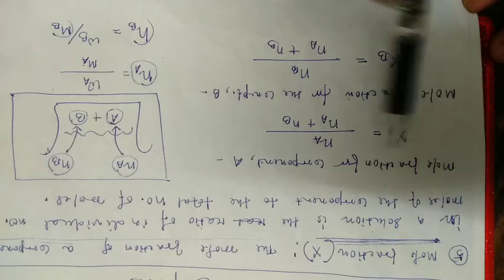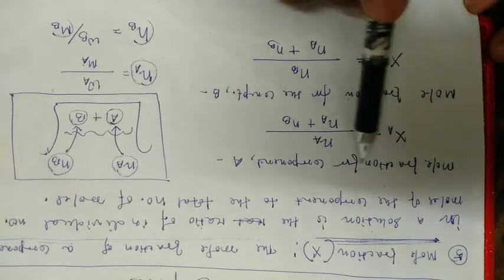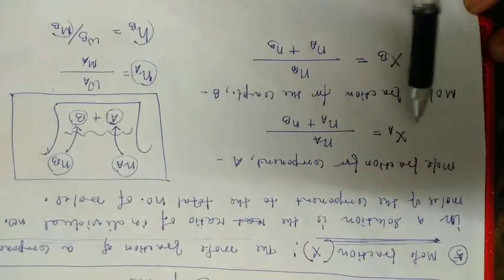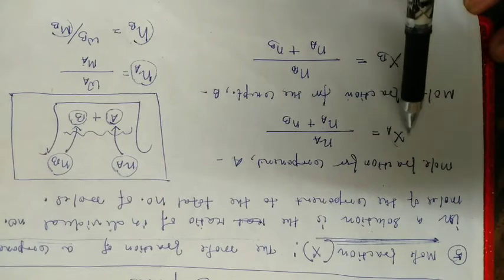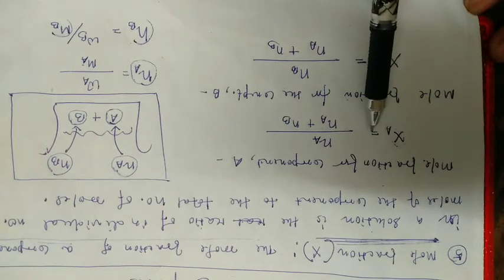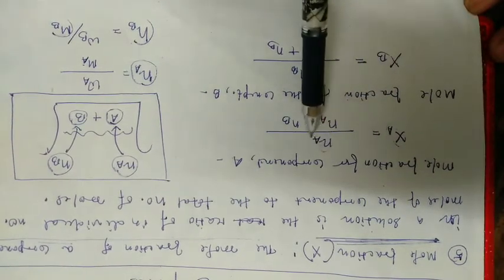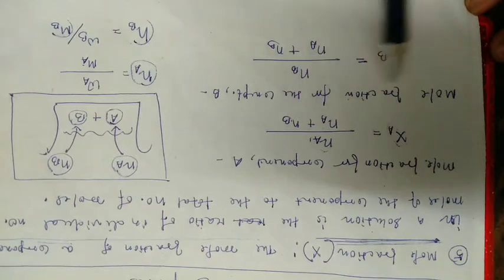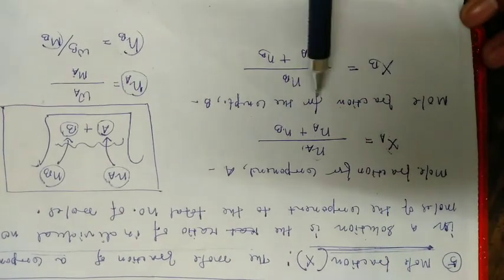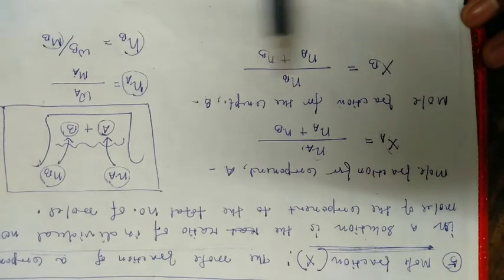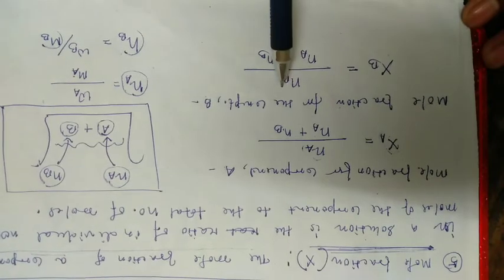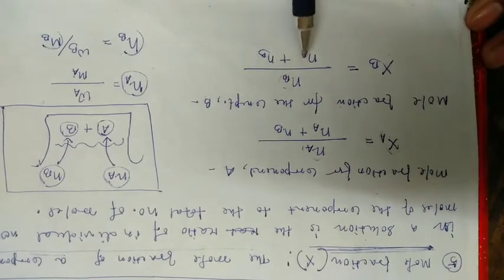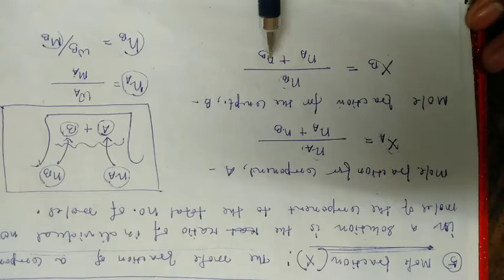So for this solution, the mole fraction for component A, XA, is equal to the individual moles of component A divided by the total number of moles, Na plus Nb. Similarly, the mole fraction for component B, XB, is equal to the individual moles of component B divided by the total number of moles.